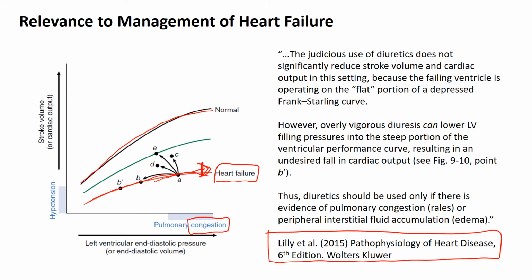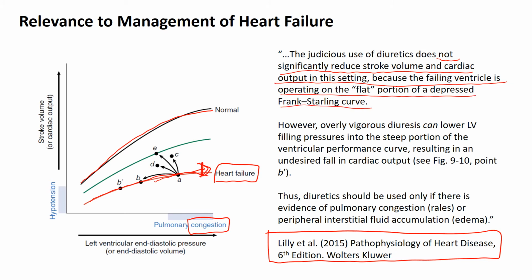And there's something that's always bugged me about pictures like this in textbooks, and that is by relieving congestion, you might be doing some good things, but you're also moving down the Frank-Starling curve, which is what's illustrated here in this diagram. So what Lilly says is that's okay as long as you know what you're doing. Decongestion with diuretics will not significantly reduce stroke volume and cardiac output in this setting because the failing ventricle is operating on the flat portion of the depressed Frank-Starling curve.